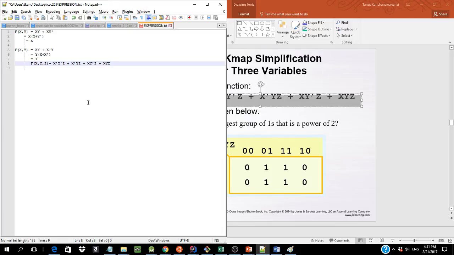Let's do both ways. So your class exercise, you have to do both. Your assignment says to do it with Boolean expression and do it with K-map. Then you can practice both. All right, let's do this together.